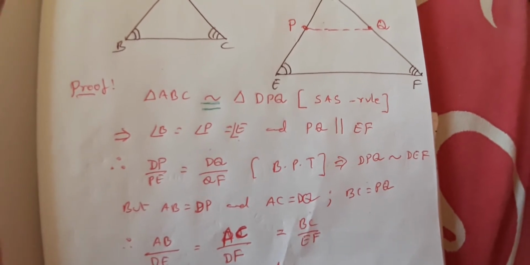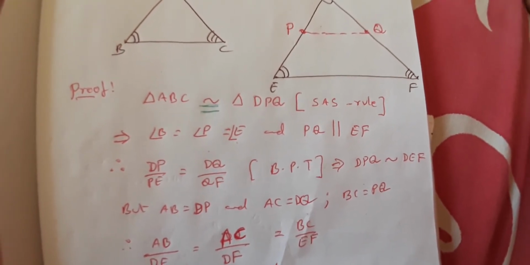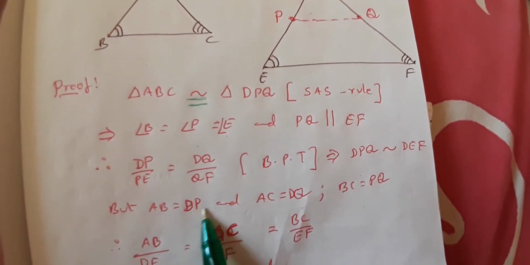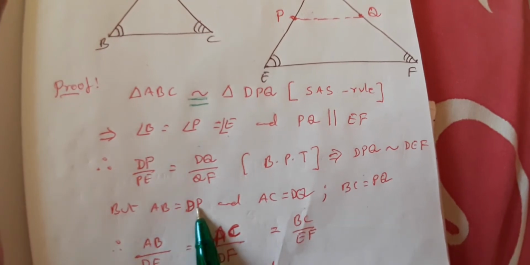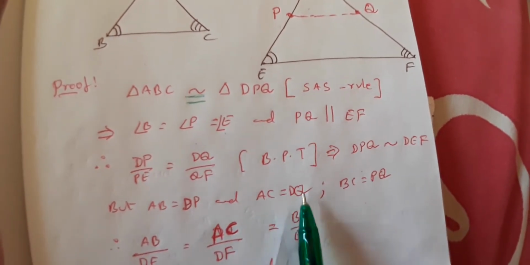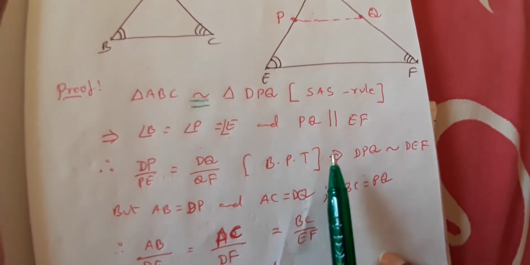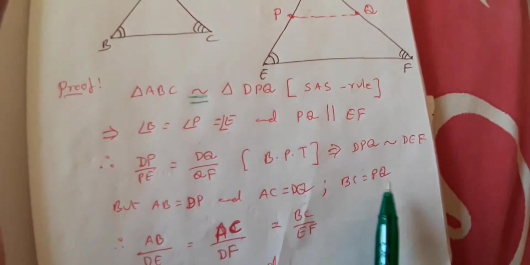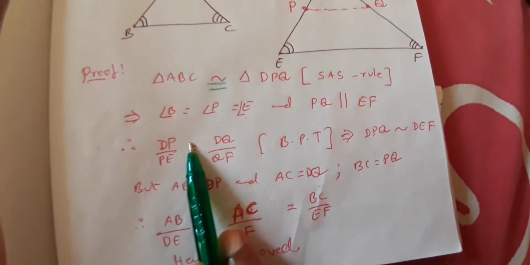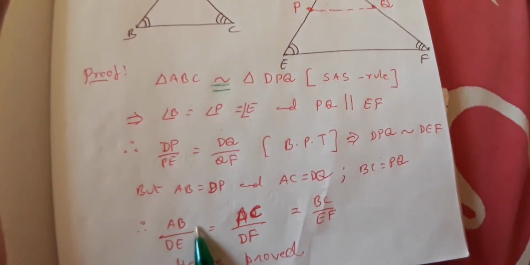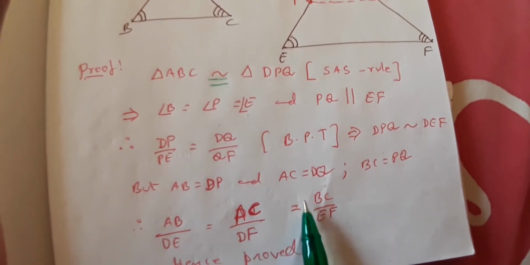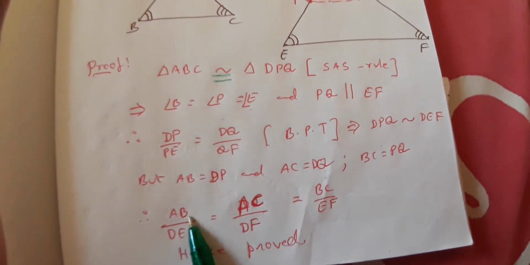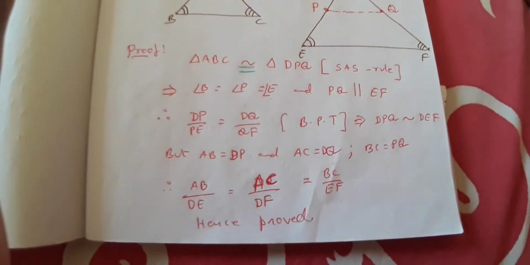Already we ourselves have located P in such a manner that AB is equal to DP, is it not? We located P such that AB is equal to DP, and similarly Q such that AC is equal to DQ. So when this is possible and already these two are similar, then BC is also equal to PQ. So very easily you can replace DP with AB. So AB by DE is equal to AC by DF is equal to, of course, BC by EF. So hence proved. That means all the sides are proportional to each other.